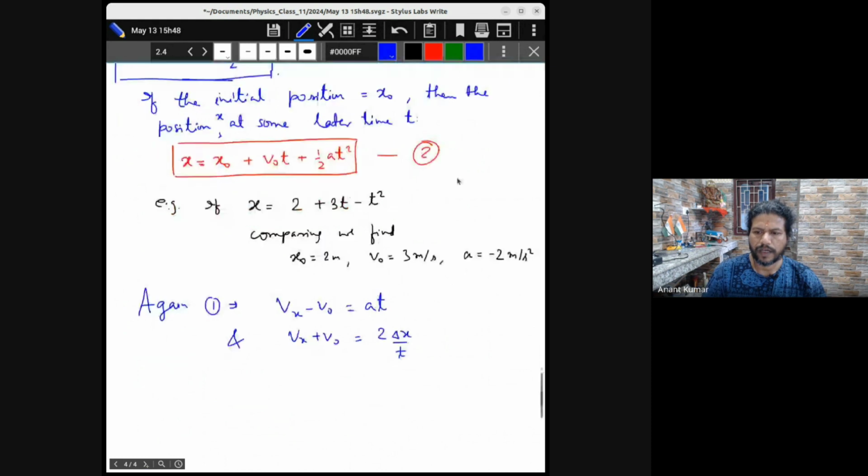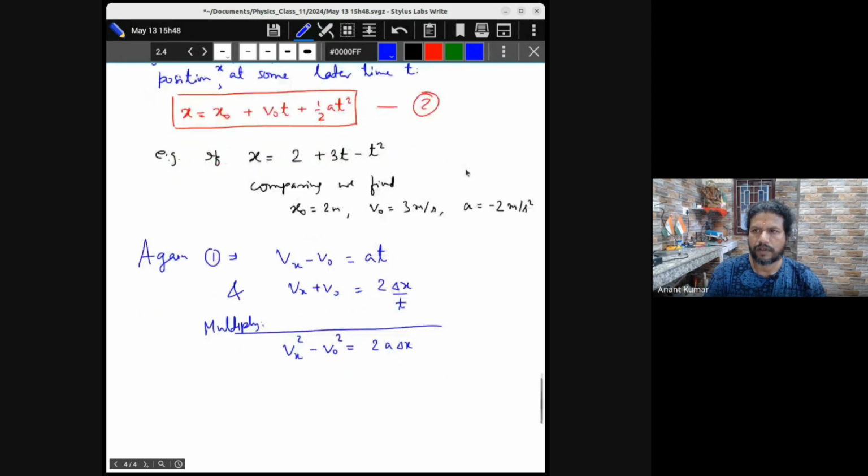Now we could just multiply these two equations. Multiplying, I get vx square, a plus b into a minus b, that is a square minus b square. And t cancels, so we get twice a into delta x. This becomes our third equation, which I rewrite as vx square equal to v naught square plus twice a into delta x. This is the third equation that we have.